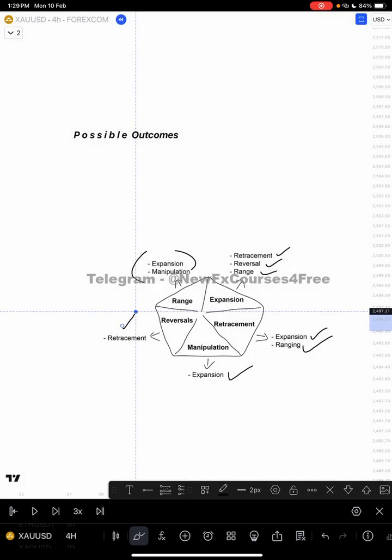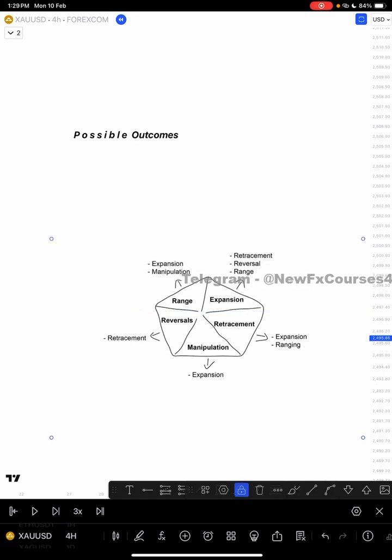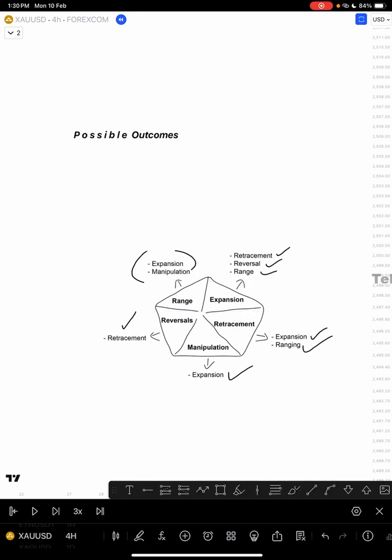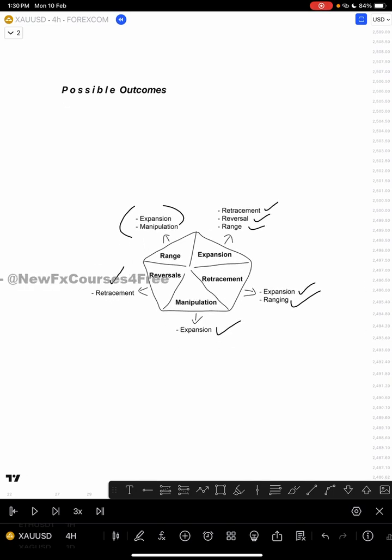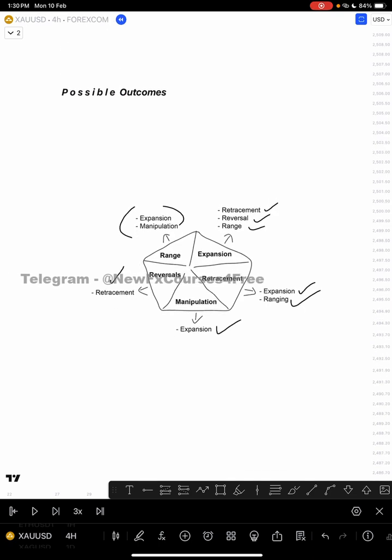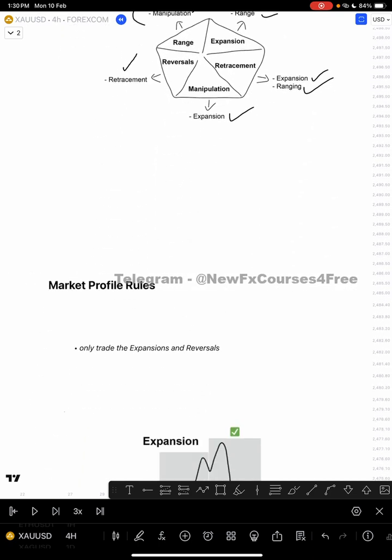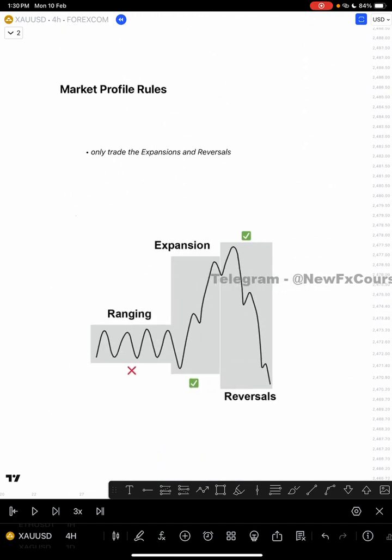So this is how you integrate this whole diagram on the market. Study this and let's proceed lower. The market profile rules.